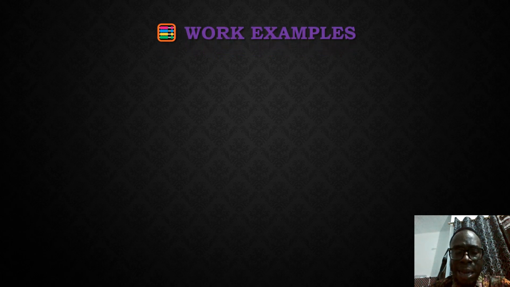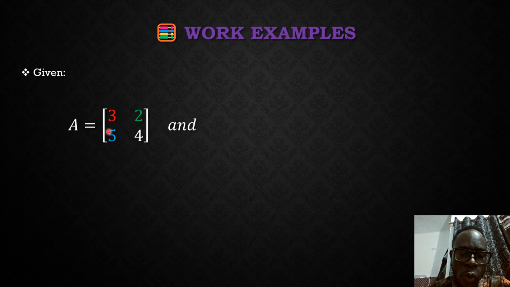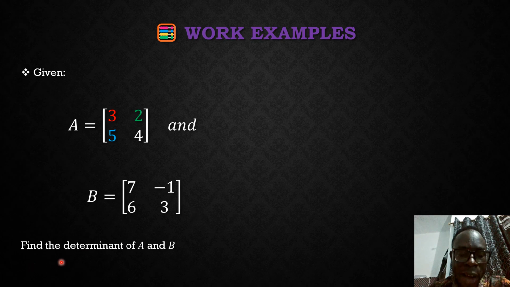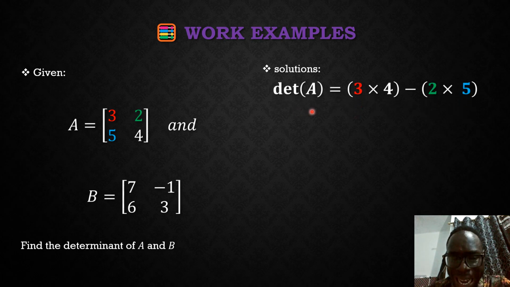Now let's look at an example here. We are given that A is equal to 3, 2, 5, 4, and matrix B equal to 7, negative 1, 6, 3. We are supposed to find the determinant of A and B. In doing that, this will be our solution. Determinant A equals the leading diagonal, that is the 3 and the 4, the product of it, so 3 times 4. And the product of the next diagonal, 2 and 5, will be 2 times 5. Then the minus between them will be our determinant.